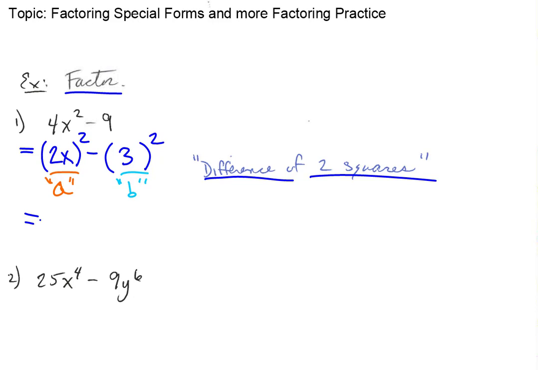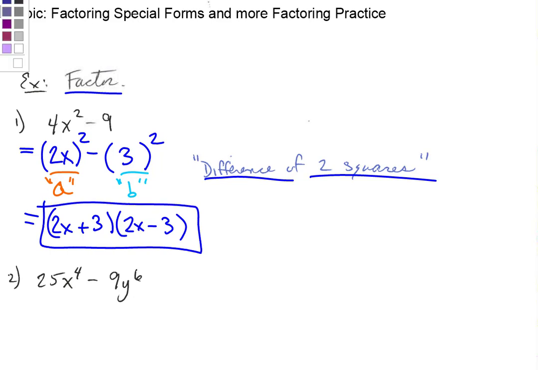Now, the way that the formula works is if you know what a and b are, then the way to factor a difference of 2 squares is the same every time. It's always a plus b times a minus b. So you could write that out as 2x plus 3 times 2x minus 3. And that's it. Once you use the formula to plug in the a and b, you know that it's factored. So again, the a is the 2x, that's showing up in the front of the parentheses, and the b is the 3, so it's plus b and minus b.